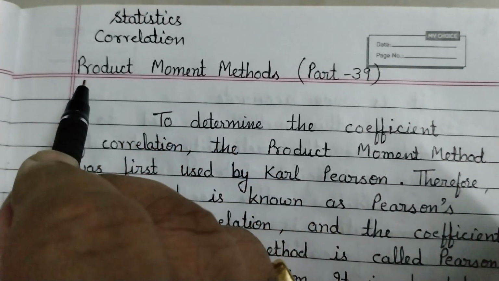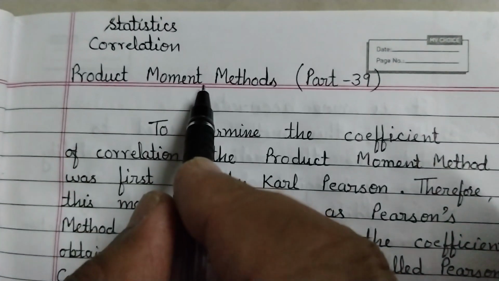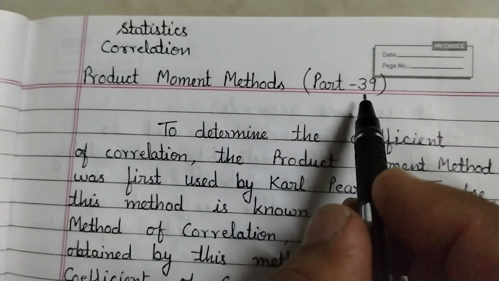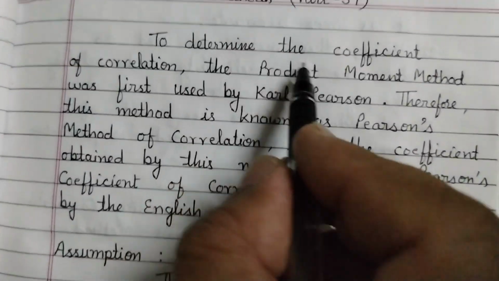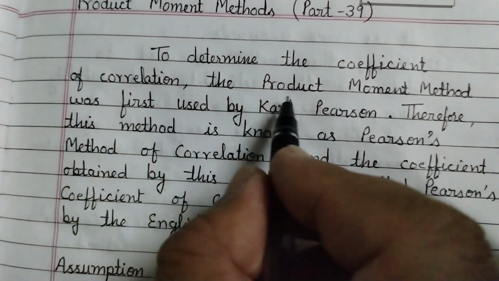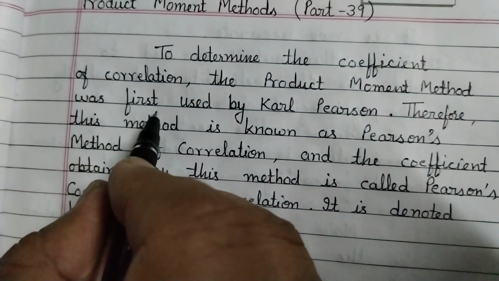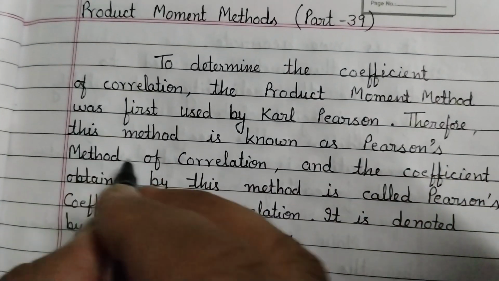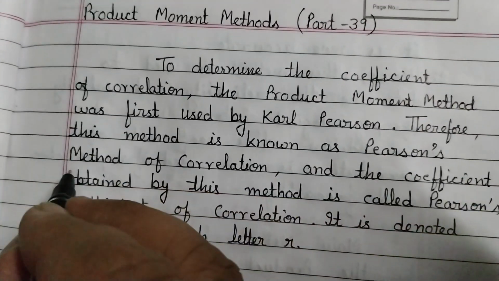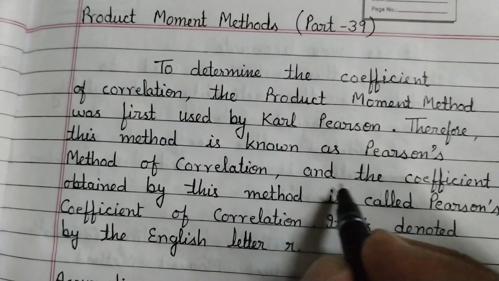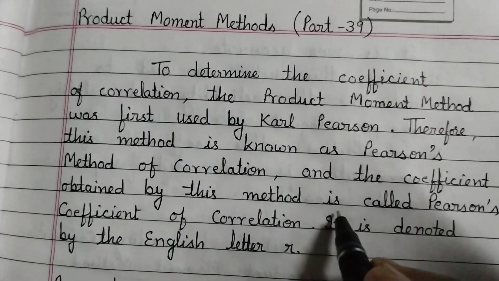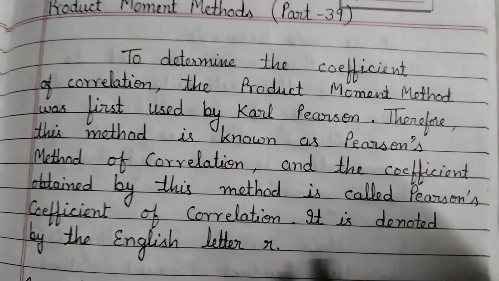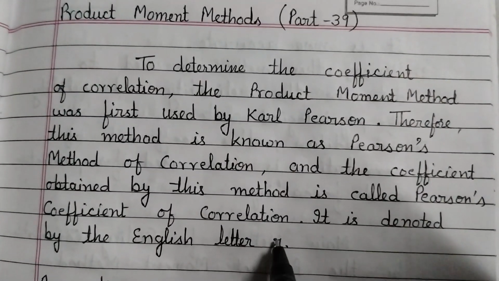Chapter name is correlation. Topic is product moment method. Correlation by product moment method. This is part 39. To determine the coefficient of correlation, the product moment method was first used by Karl Pearson. Therefore, this method is known as Pearson's method of correlation, and the coefficient obtained by this method is called Pearson's coefficient of correlation. It is denoted by the English letter R, small r.